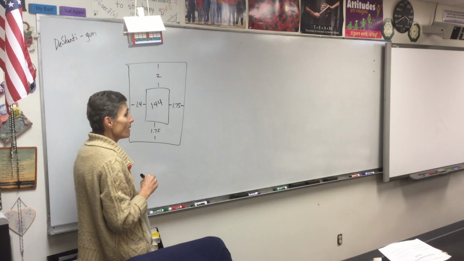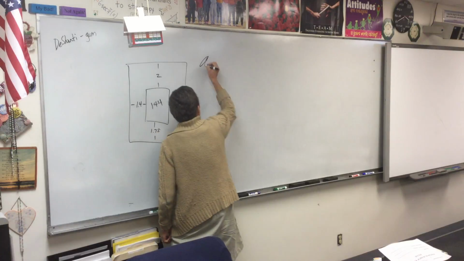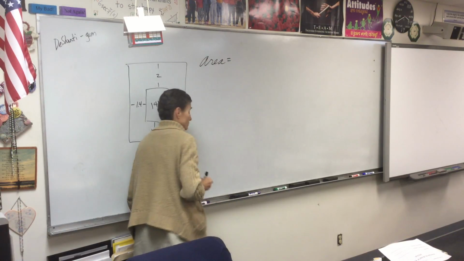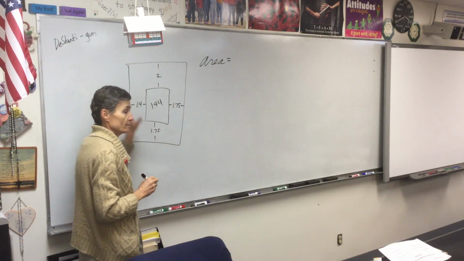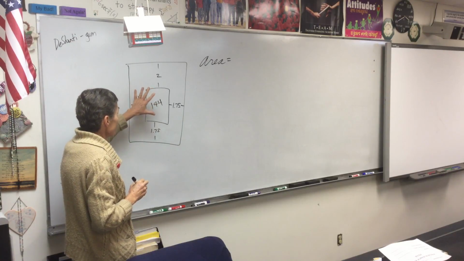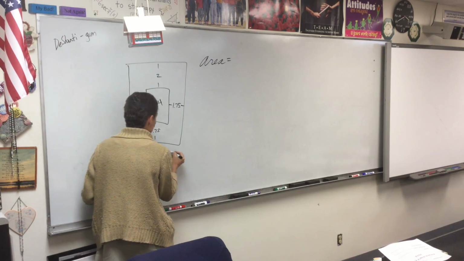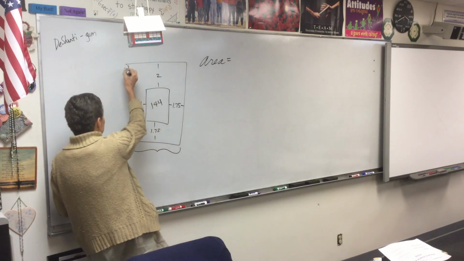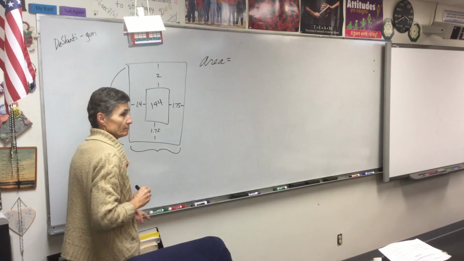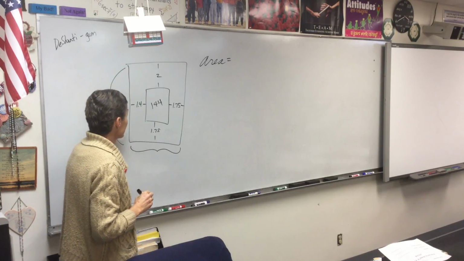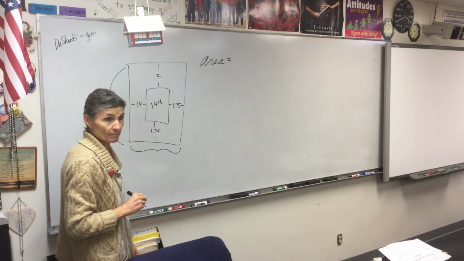And we want to minimize the area of the whole thing. So to find the area of the whole thing, I need this dimension and this dimension. Would you agree with me? Multiply those two together, that will give me my area.